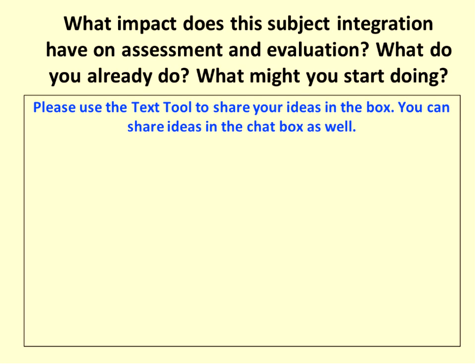And this leads to the question of, what impact does this subject integration have on assessment and evaluation? What do you already do, and what might you start doing? If you wanted to share some ideas either through the chat box or in the text tool, with the text tool, that would be great.